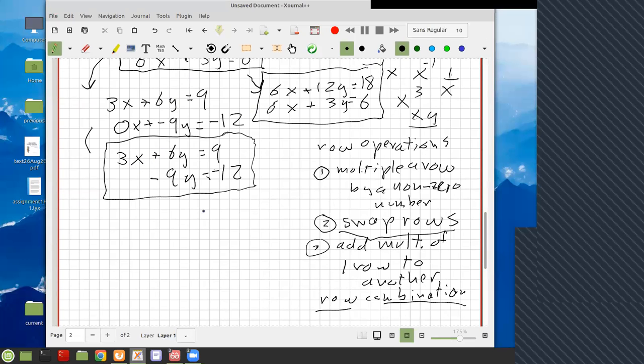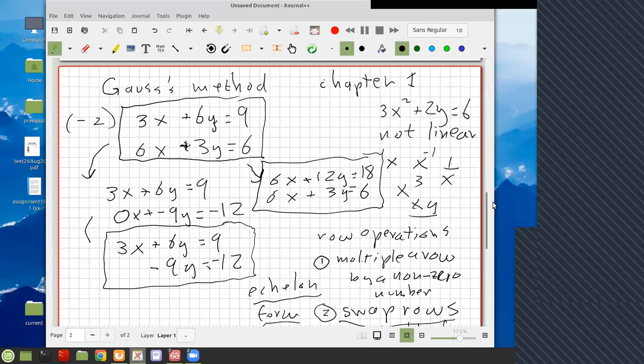Now the goal is to have something called echelon form. That's the target. Echelon form means that as you go down from one row to the next, look at the leading term in each row. For example, up here the leading term in the first row is 3x. The leading term in the second row is 6x. To be in echelon form, the leading term in each row has to have nothing underneath it. So this is not an echelon form.